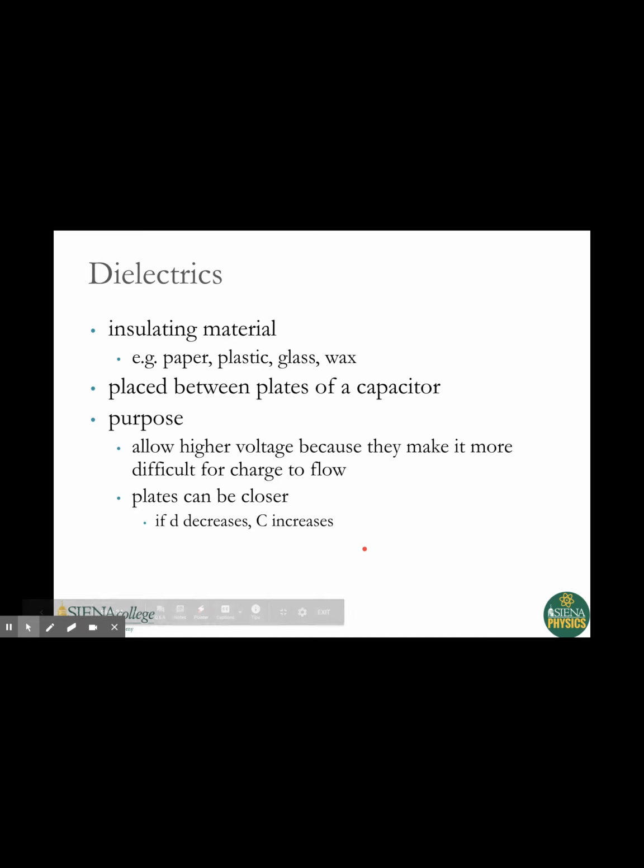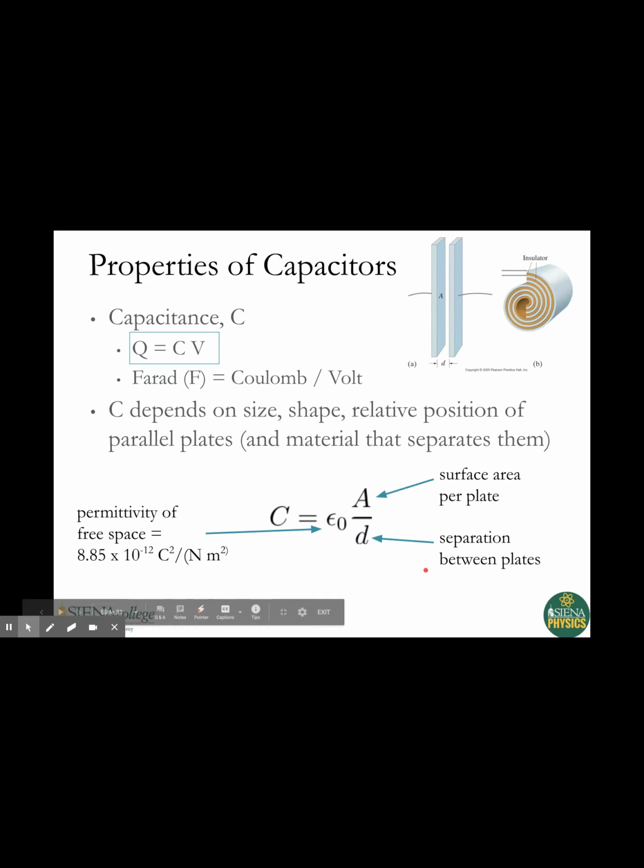So dielectrics are what make up the insulating material. Examples are paper, plastic, glass, or wax. And sheets of these are placed between sheets of metal to create the capacitor. The purpose of the dielectric, or the insulating material, is to allow a higher voltage on the capacitor because they make it more difficult for charge to flow, and the plates can be closer. And that's good because if we look back at the equation, if my plates are closer, that means D is smaller, and that means capacitance can be bigger.